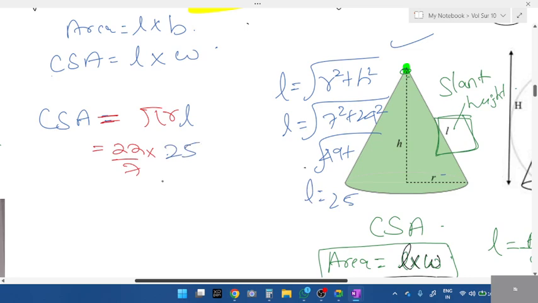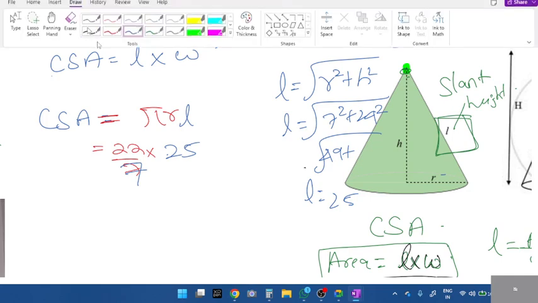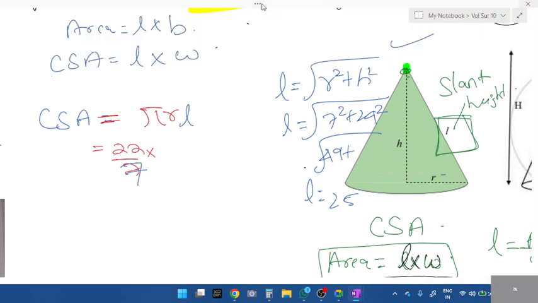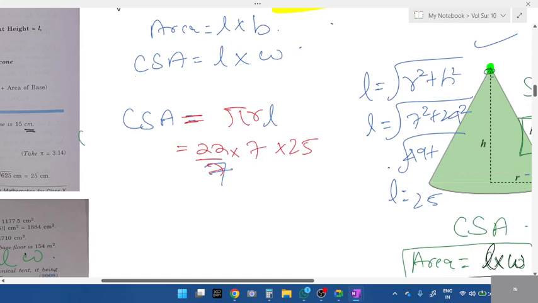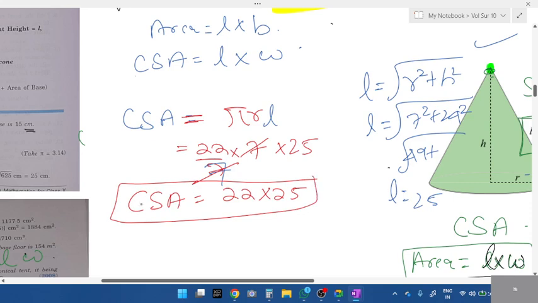Is it clear? All of you understood? 22 by 7 into R, I forgot R, students, into 25 is L value. What is R value? R was 7. So 7 and 7 get cancelled. What is curved surface area value, students? 22 into 25. You don't have to multiply because they didn't ask us curved surface area. Just keep this value and substitute here. All of you will complete this.